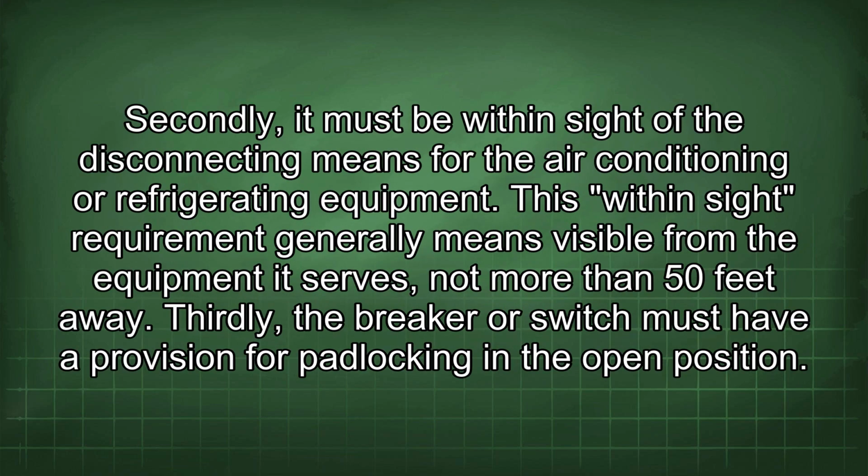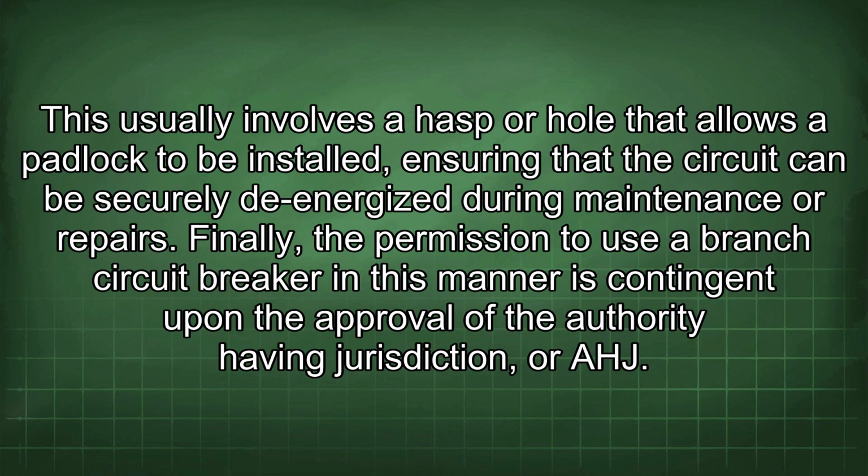Secondly, it must be within sight of the disconnecting means for the air conditioning or refrigerating equipment. This within sight requirement generally means visible from the equipment it serves, not more than 50 feet away. Thirdly, the breaker or switch must have a provision for padlocking in the open position. This usually involves a hasp or hole that allows a padlock to be installed, ensuring that the circuit can be securely de-energized during maintenance or repairs.